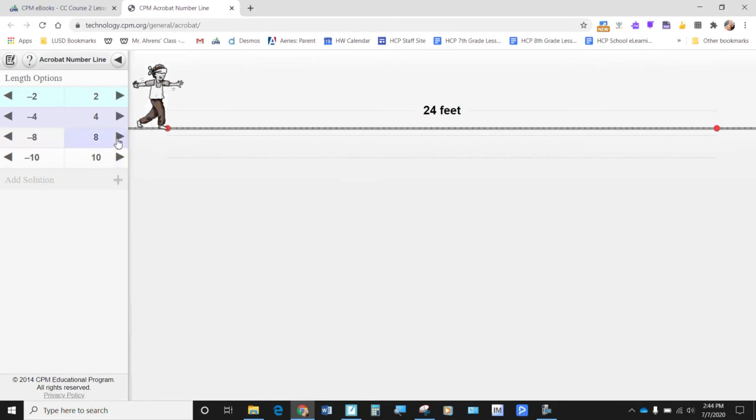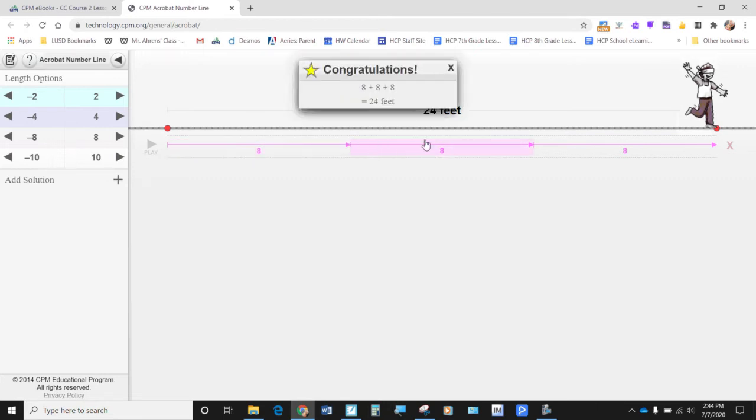To go 24 feet, we could just go 8 3 times, correct? And you see how it ends right here at this red ball there? That's the end of the tightrope. So when you press play, it's going to go ahead and do that for you, and it's going to leave behind a diagram for you to copy down, okay? So the diagram starts at the beginning, and then there's an arrow for the direction you're going in, and then the number of feet that you would go. So 3 arrows, all of them all the same length.